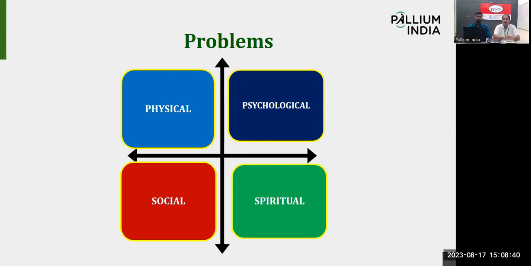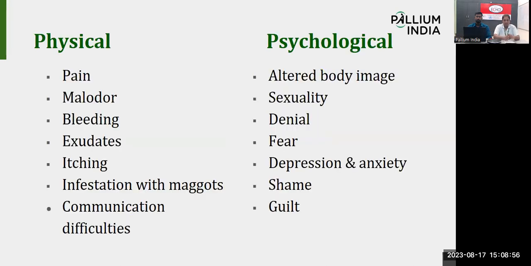Okay. So whenever there is a wound, this problem will lead to all four aspects being hampered. All four aspects means physical, psychological, social, and spiritual. Right. So these problems are something we have to deal with. So we look into all the dimensions one by one. That is physical. Physically, the patient will be having pain.